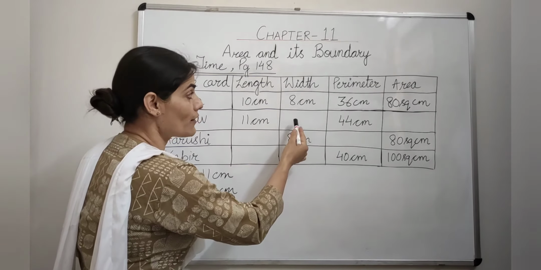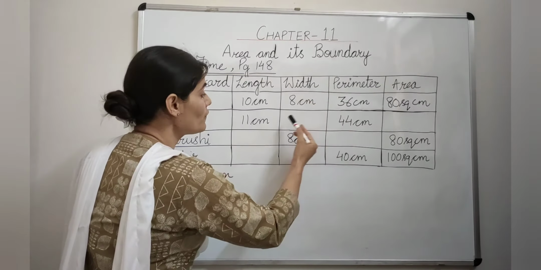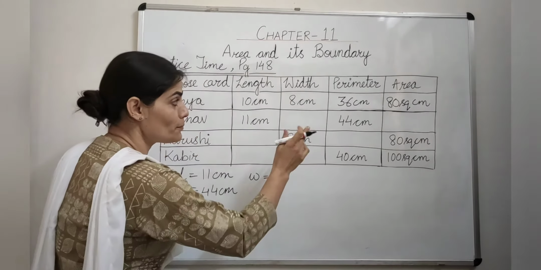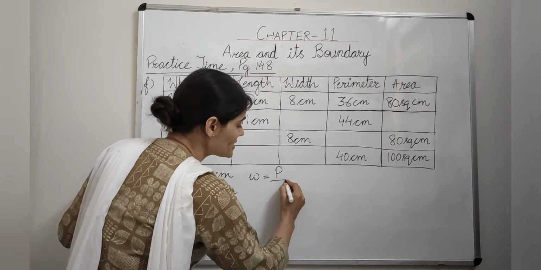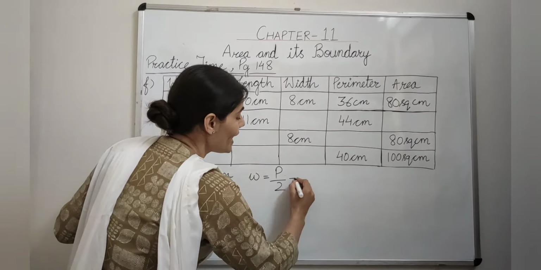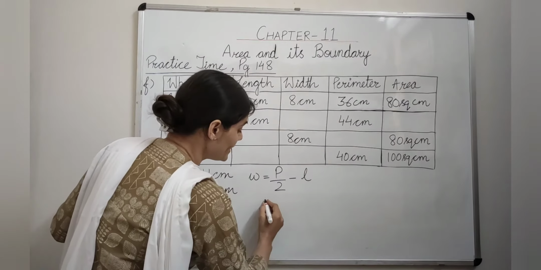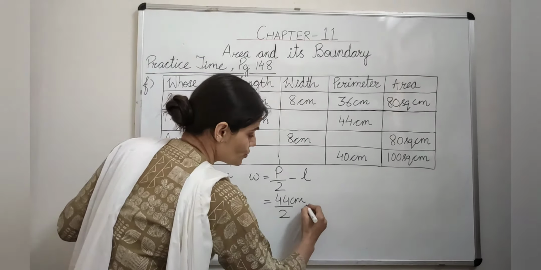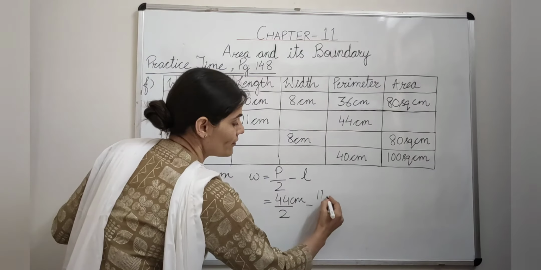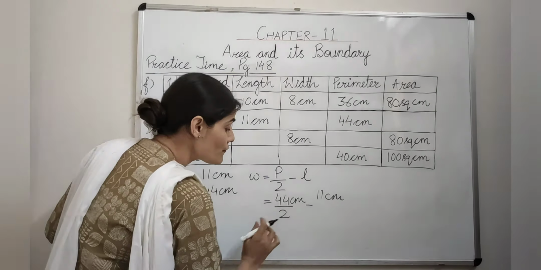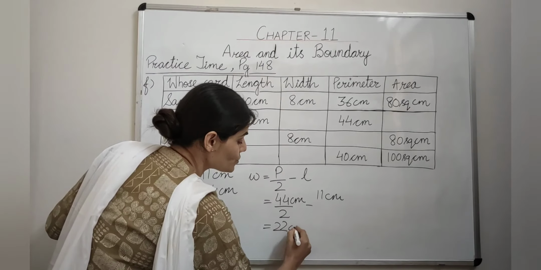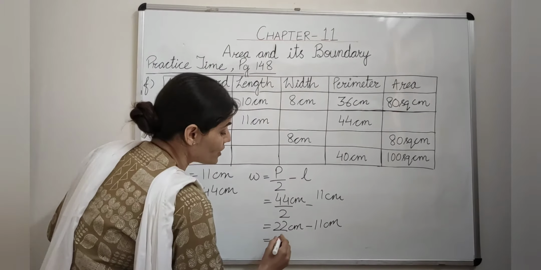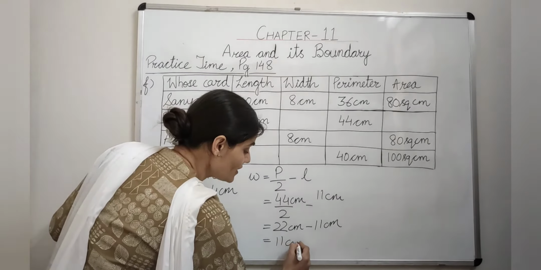So, first we will have to find the width with the help of perimeter and length. What is the formula for finding width, everybody, when perimeter and length are given? Perimeter divided by 2, and from this we will subtract the length. Perimeter is 44 cm divided by 2 minus length is 11 cm. Half of 44 is equal to 22 cm. From 22 cm, I am going to subtract 11. And 22 minus 11 is 11 cm.